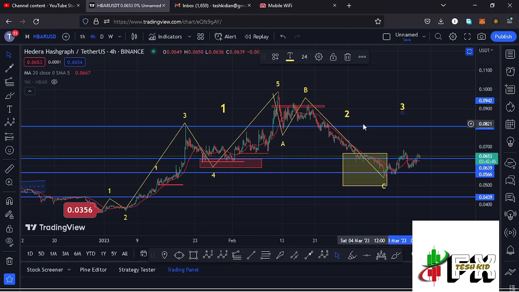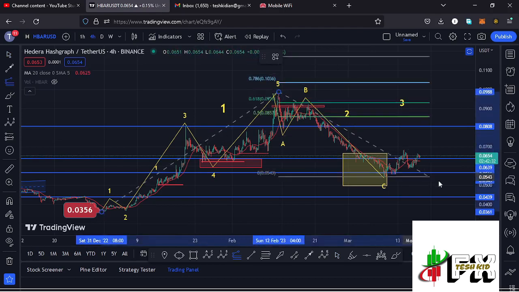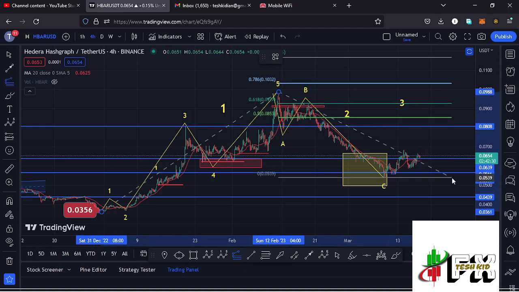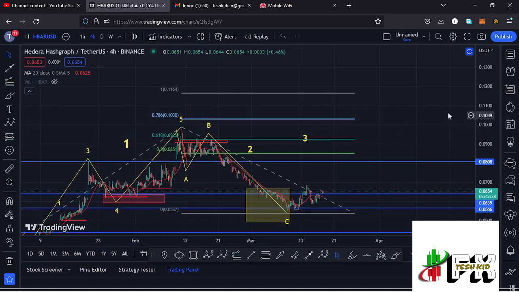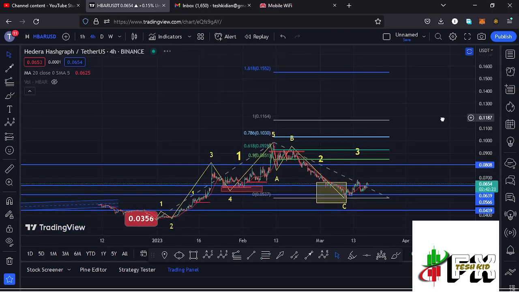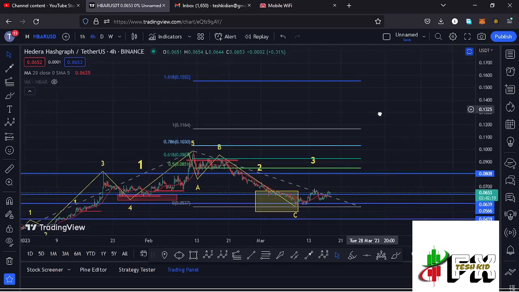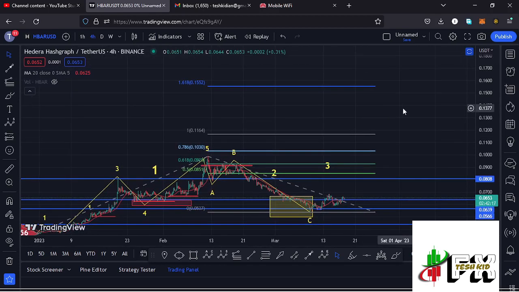Allow me to continue with the video by first sketching out a target area to the upper side in the formation of this wave 3, which is my primary scenario here on the Hbar chart, by connecting the trend-based Fibonacci from the low of the first wave to the high of that wave 1, then dragging the fibs to the low of the second wave. That gives me a minimum target area to the upper side in the formation of that wave 3 at the fib level 1.618, and that is at around the $0.1552 mark.